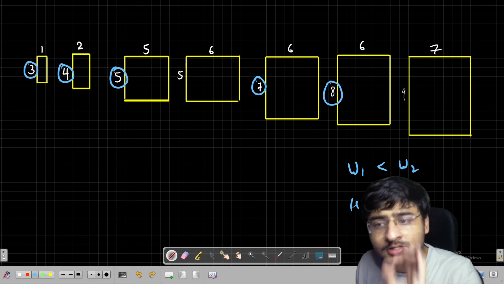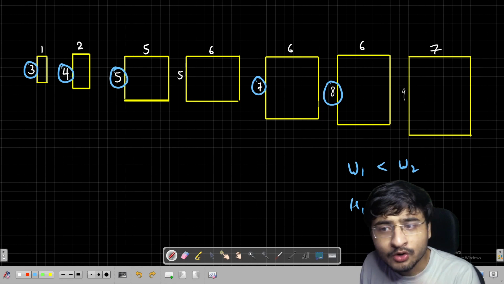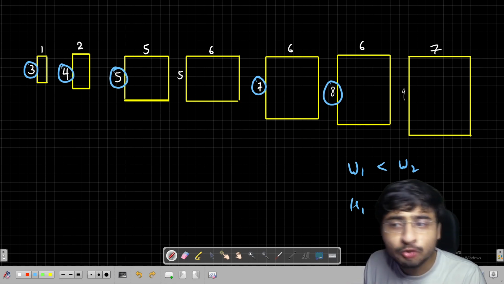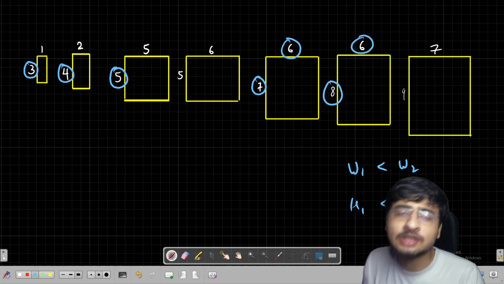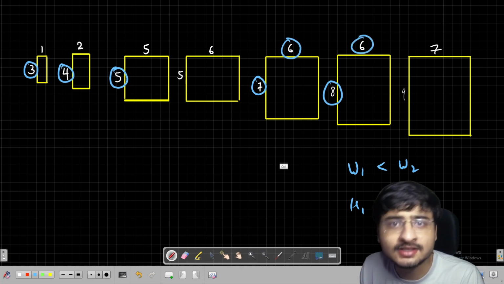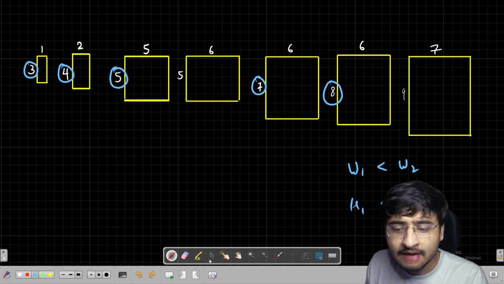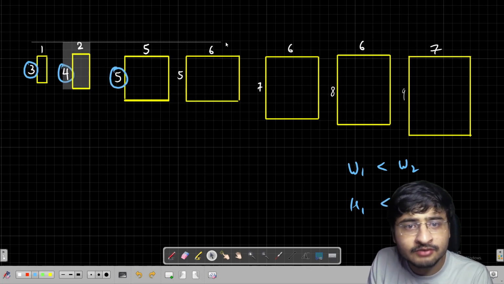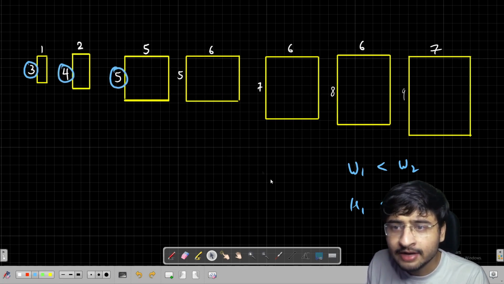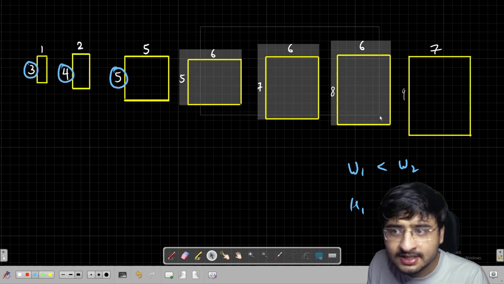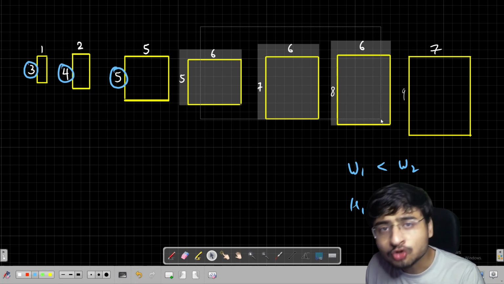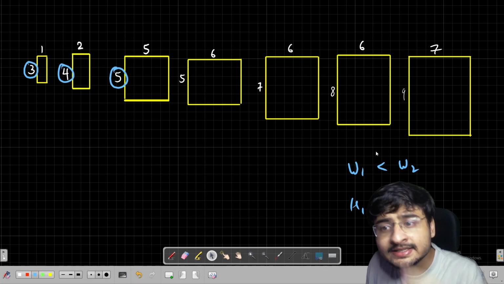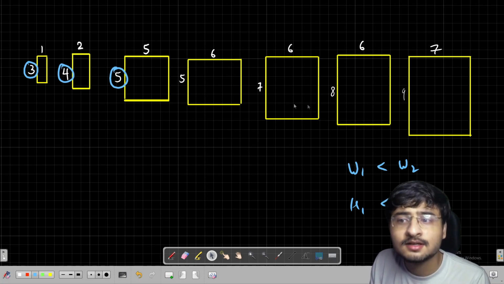How can I prevent this increasing subsequence from being formed on the same width? How can I prevent this? What will I do? I will of course sort all these envelopes on the basis of their widths in increasing order. When the widths are equal, as you can see in this case, I'll sort these envelopes in decreasing order on the basis of their heights.